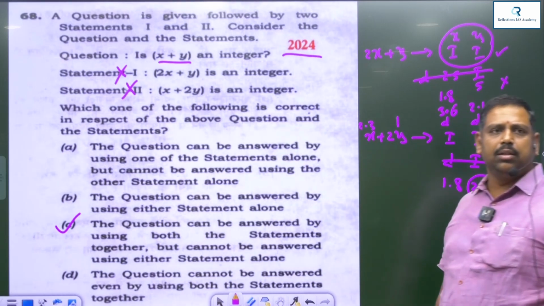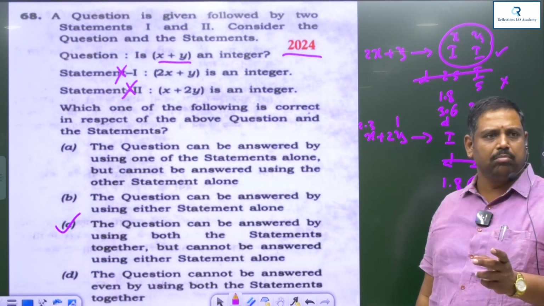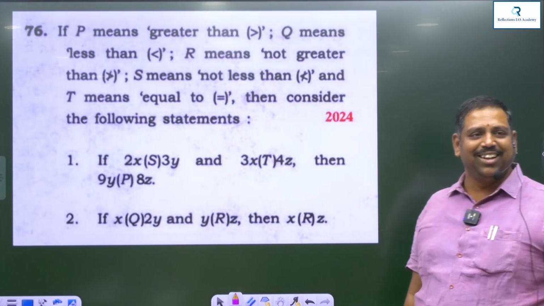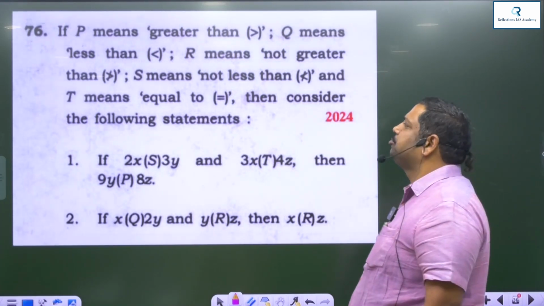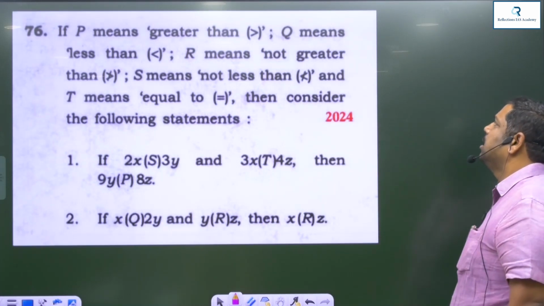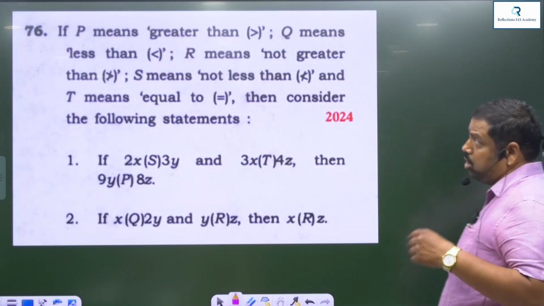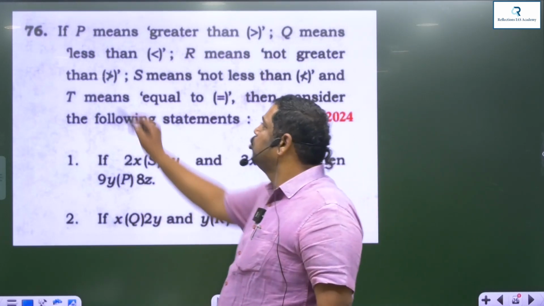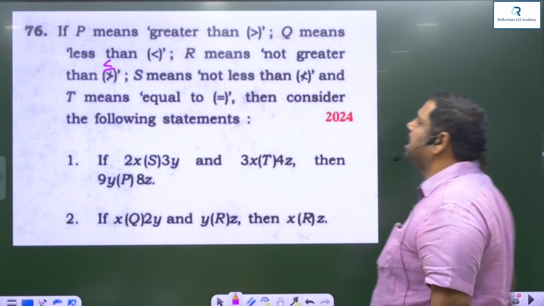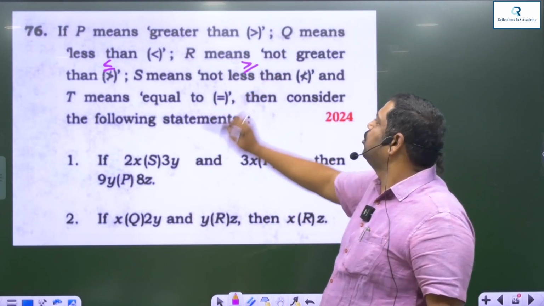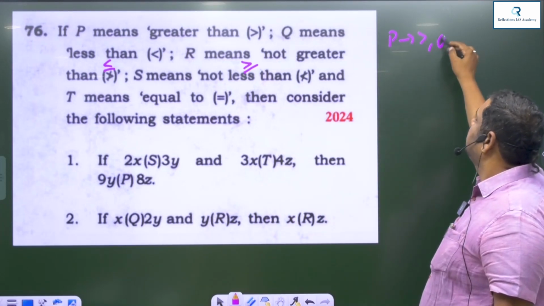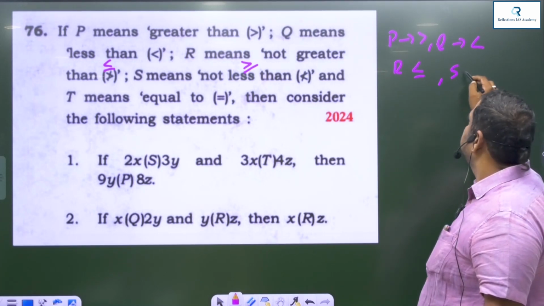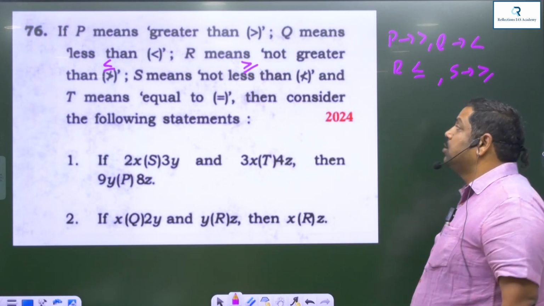Okay, my dear personals. This is a question that you have to think about in a beautiful manner. Here he specified that P means greater than, Q means less than, R means not greater than, S means not less than. What is the meaning of not greater than? It's less than or equal to. You have to say both. Okay. S means not less than, means greater than or equal to. So I am writing here P means greater than, Q means less than, and R means less than or equal to, and S means greater than or equal to. Okay. So T means equal to.